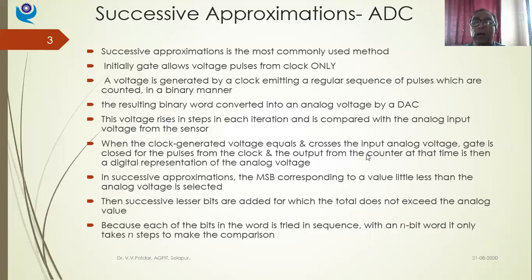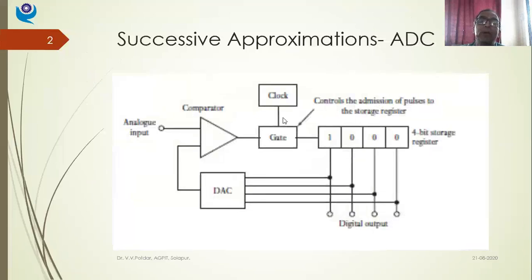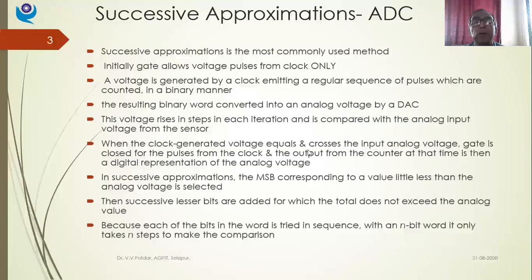The output from the counter at that time is then the digital representation of the analog voltage. So when the clock generated voltage equals and crosses, this port is closed and this port is open. At that time, whatever the counter is showing will be the representation of my unknown analog signal.